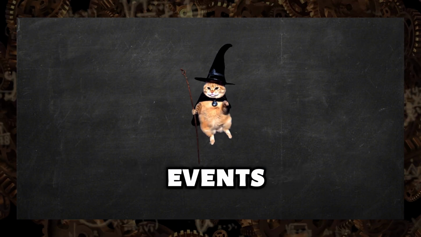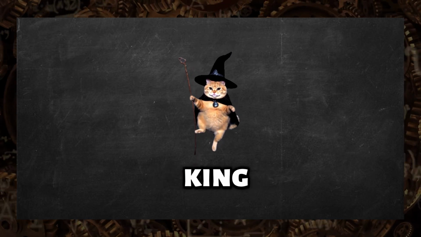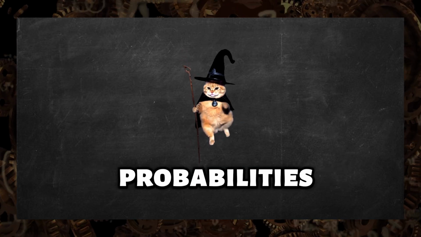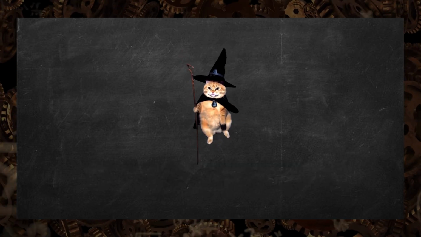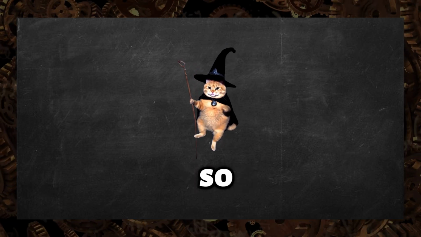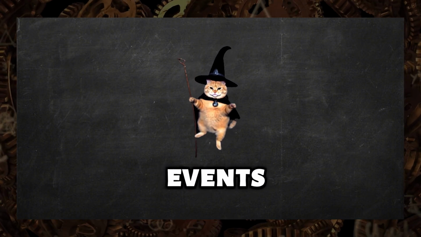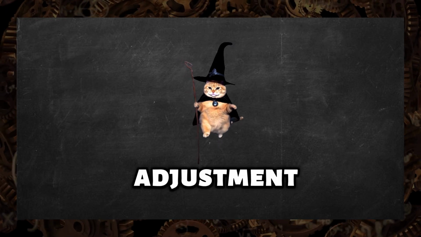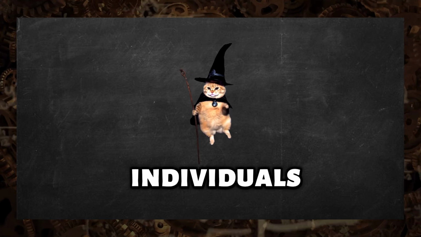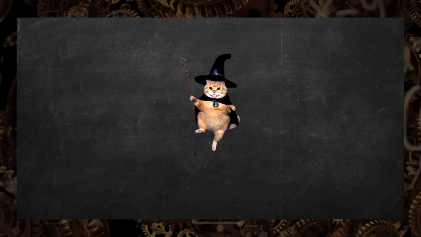Mutually exclusive events cannot both happen at the same time. Drawing an ace or a king from a deck fits this because one card cannot be both. Their probabilities add up directly. The chance of an ace is 4 over 52, king the same, so together 8 over 52 or 2 over 13. When events can overlap, addition needs adjustment. The inclusion-exclusion principle adds the individual probabilities and subtracts the shared part. This keeps the total accurate.